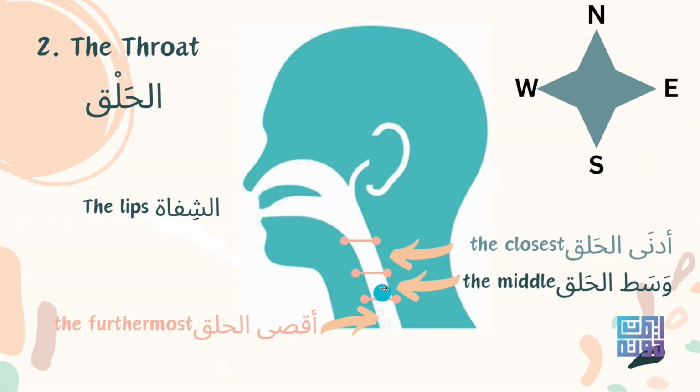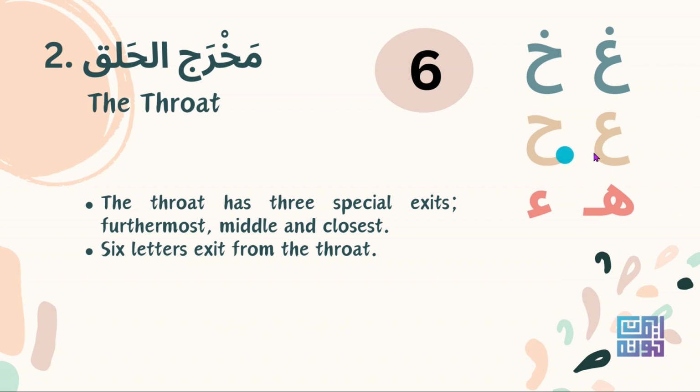What about the middle part of the throat? We have two letters that exit from the middle part of the throat. These letters are the Ha and the Ain. Let's have a look at the Ha and the Ain. Let's pronounce them when they are sukoon. Ha, okay, so these are pronounced from the middle part of the throat. If I listen to the Ain.